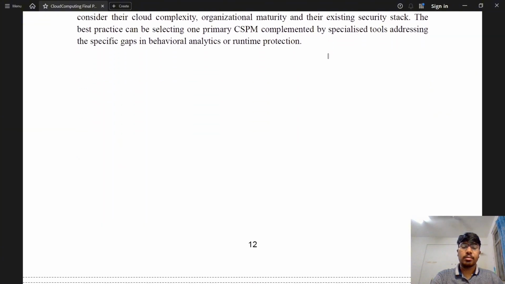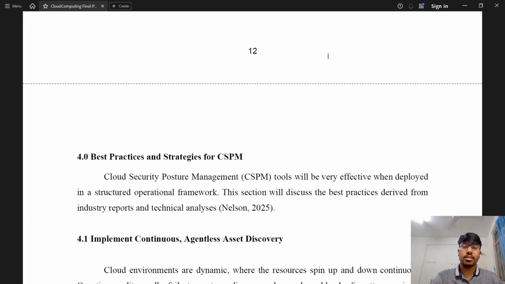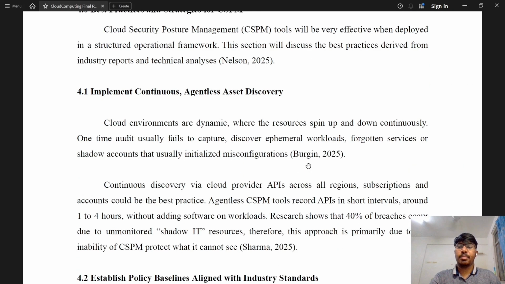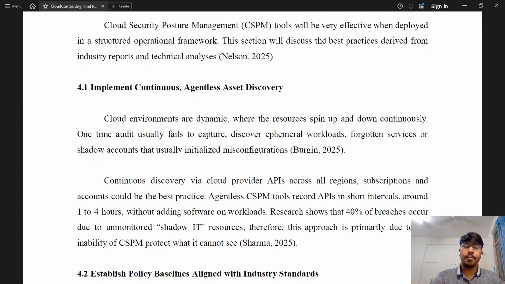Next, I'm going to present the best practices and strategies for CSPM. Firstly, the first practice is continuous agentless asset discovery, where it discovers assets every 1 to 4 hours through cloud APIs to catch shadow IT, since 40% of breaches happen from unmonitored resources.